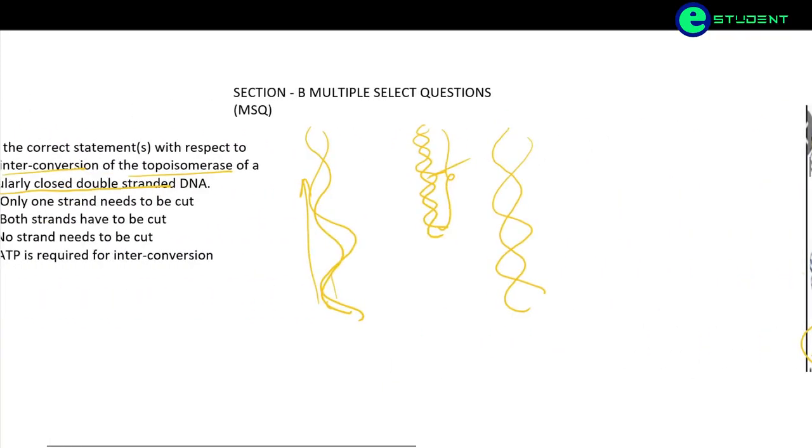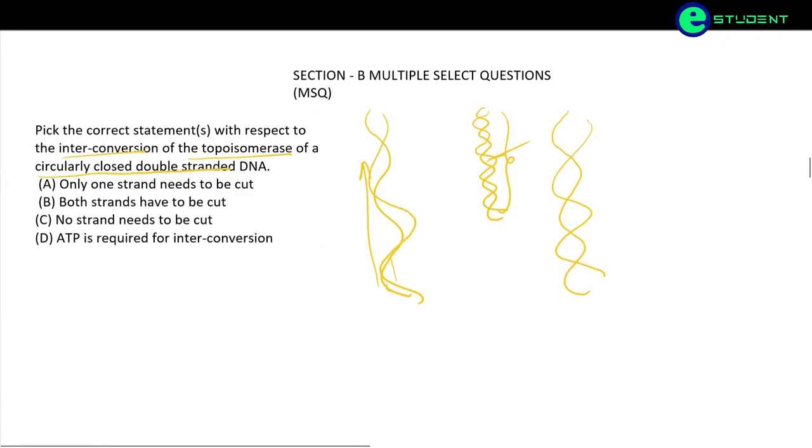Now let us see the options. Only one strand needs to be cut: this is true. Both strands have to be cut: yes, this happens in the case of catenated DNA, and the former happens in the case of supercoiled DNA. No strand needs to be cut: this is absolutely wrong. When the DNA strand is not getting cut, there is no function of topoisomerase there. ATP is required for interconversion: absolutely, we have discussed that ATP is required for that interconversion.